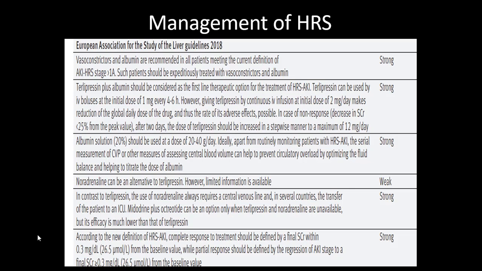This is the guideline which was given by the European Association for the Study of the Liver in 2018. You're able to read, right? So, first and foremost, vasoconstrictor and albumin are recommended for all patients that meet the current definition of AKI-HRS. Terlipressin plus albumin should be considered as the first-line treatment option for AKI-HRS, and it should be preferably used in infusion form that decreases the overall dose requirement.